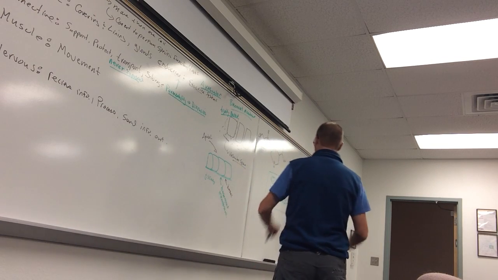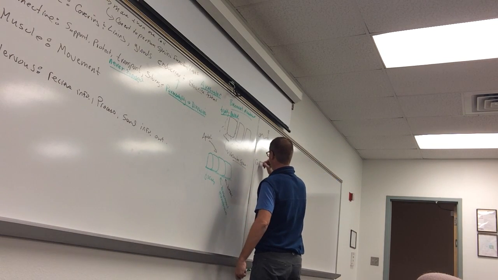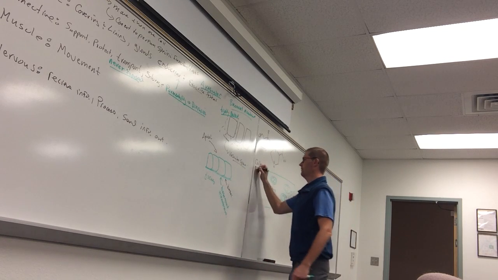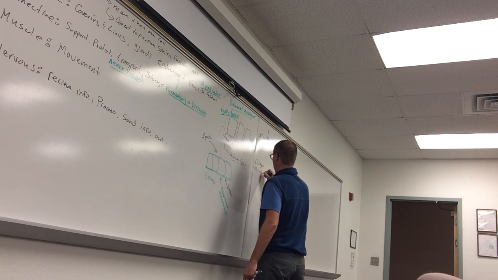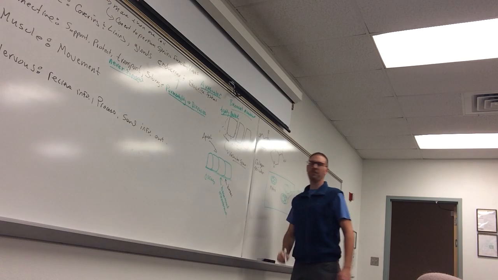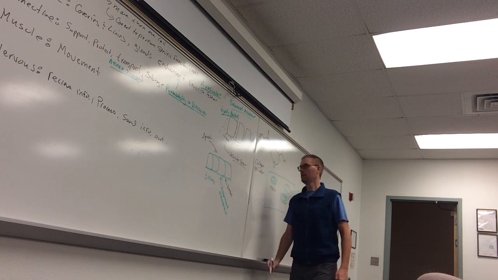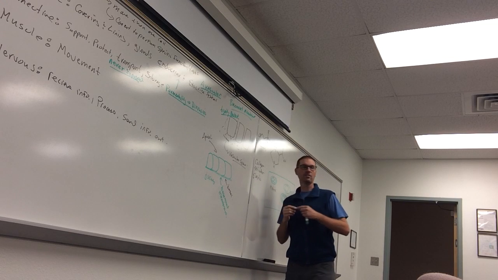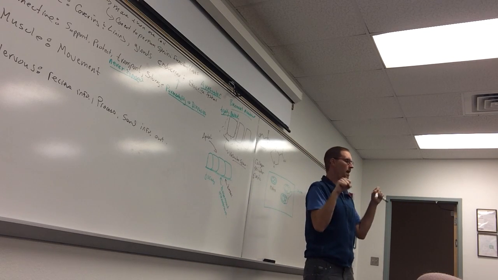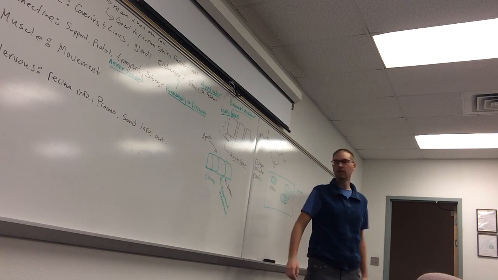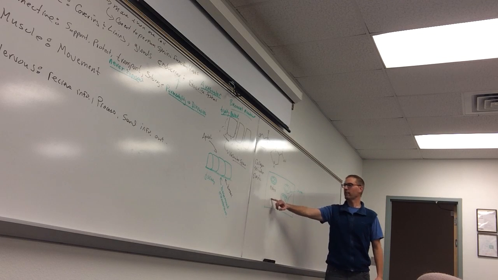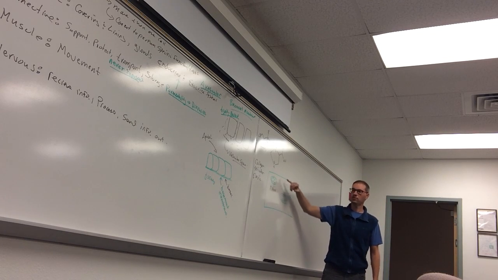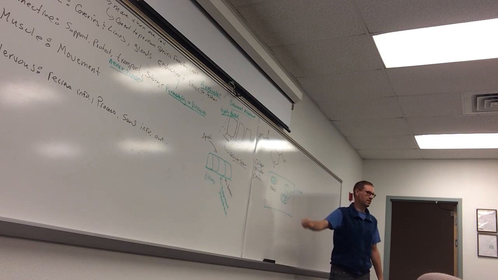So you have collagen. This is the real tough stuff, right? Collagen's tough. Reticular is not very tough, very thin. And what else? Elastic fibers. These are fibers that can stretch and then go back to their original position. And so you will have varying degrees of collagen, reticular, and elastic fibers embedded in this matrix.